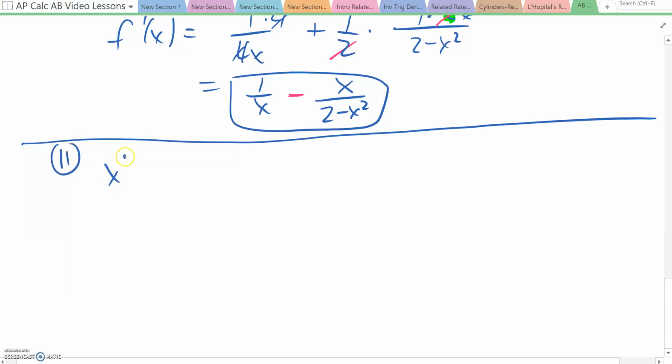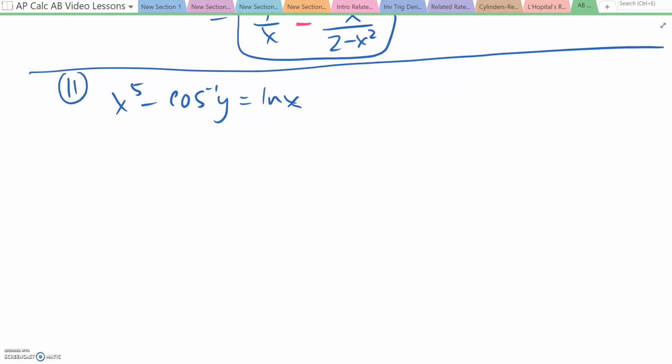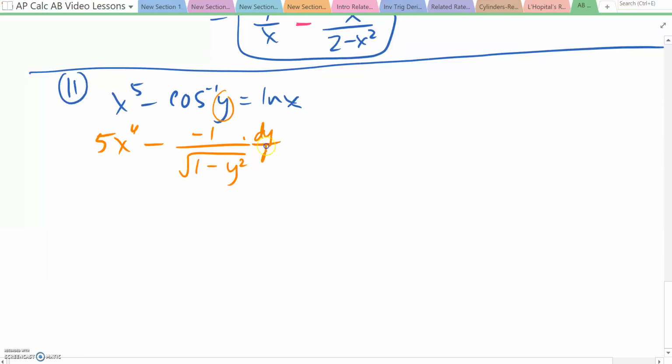We've got x to the 5th minus inverse cosine of y equals ln x. Now we're taking the derivative of inverse trig. You got to just know those derivative rules. If you don't, study them. You need to just know them. So we get 5x to the 4th minus, it'll be negative 1 over the square root of 1 minus the stuff squared, and the stuff is just the y, and there's a negative because it's inverse cosine, and then we have to multiply by the derivative of the stuff, which is dy/dx. And of course, derivative of little ln x is just 1 over x.